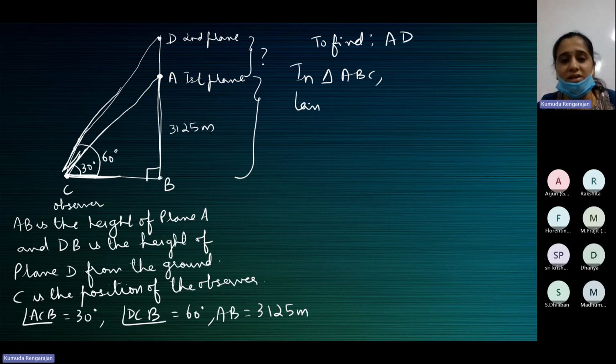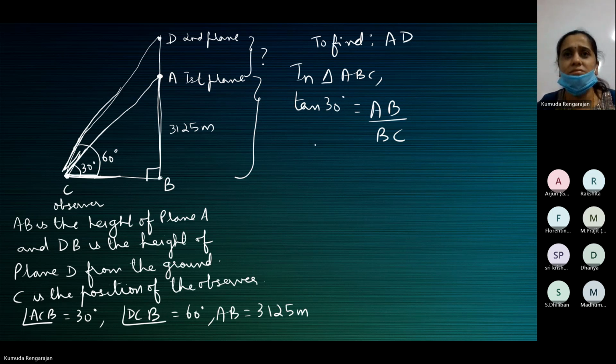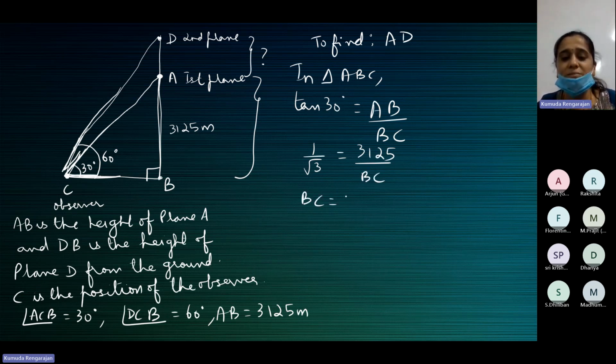So it will be tan 30 degrees. Tan 30 degrees is equal to opposite AB by adjacent BC. What's tan 30? 1 by root 3. Tan 30 is 1 by root 3, equal to AB, 3125, by BC. So on cross multiplying, BC is equal to 3125 root 3 meters. See, we got an answer.